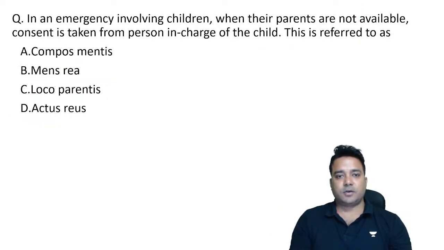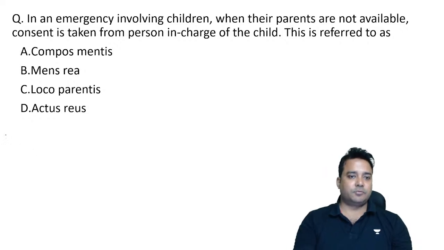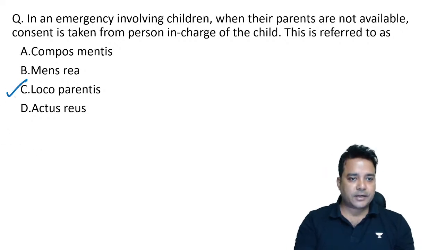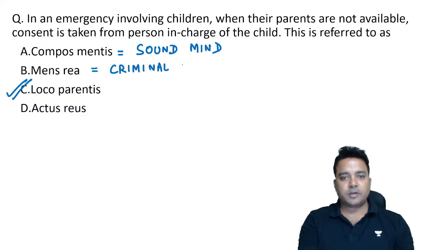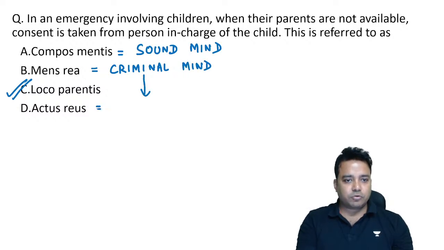Answer होगा. When the consent is being taken from the person in charge of the child, this is what is called loco parentis. Compos mentis तो सबको पता होगा. Compos mentis means a person having a sound mind. Sound. Mens rea क्या होता है? Mens rea means criminal mind. Criminal mind. And a criminal minded person is known to do actus reus, means the criminal act.